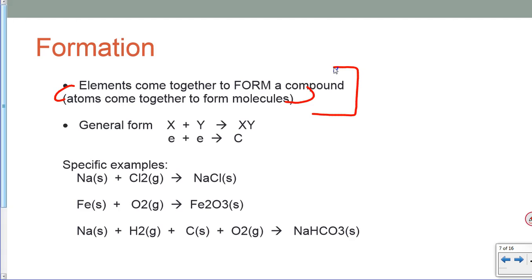Most textbooks will list this general form: X plus Y makes XY. This looks like something inappropriate that happens, and that's how babies are made.